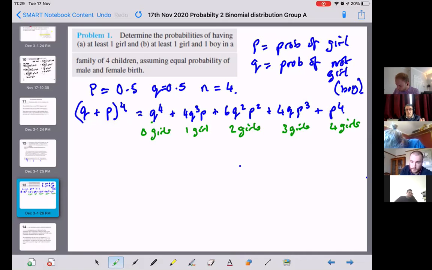Because what we're saying is, remember, if we have the word and between probabilities, for 4 girls, we're saying child 1 is a girl, and child 2 is a girl, and child 3 is a girl, and child 4 is a girl. So we would multiply all those probabilities together, i.e. we'd put it to the power of 4. Take the middle one, 2 girls, that means 2 are girls and 2 are boys. So we've got the probability of girls squared and the probability of boys squared.